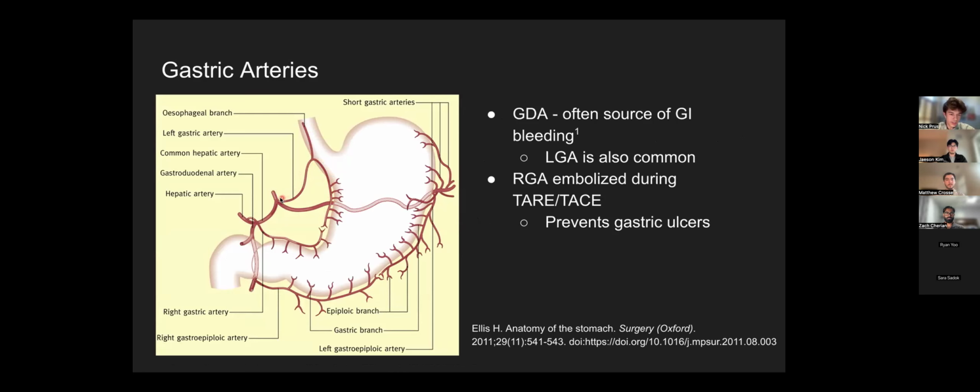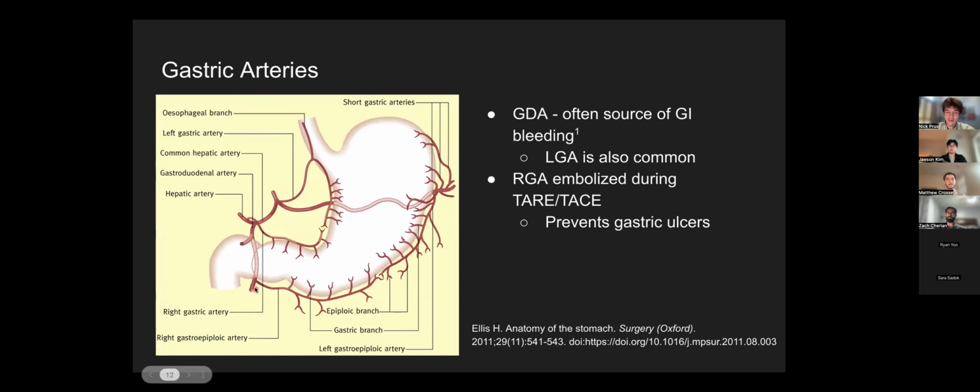You have the common hepatic artery giving rise to the gastroduodenal artery, which runs more inferior. And then you have the right gastric artery, which also supplies some of the lesser curvature of the stomach. And then you have the splenic artery, and that gives rise to the short gastric arteries, and then the left gastroepiploic artery, which supplies the greater curvature of the stomach. And then the right gastroepiploic comes off the gastroduodenal.